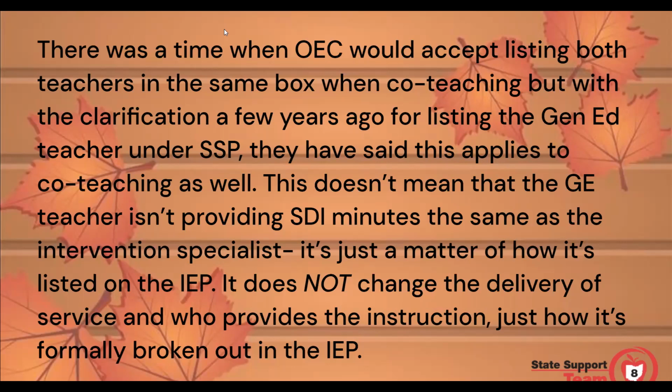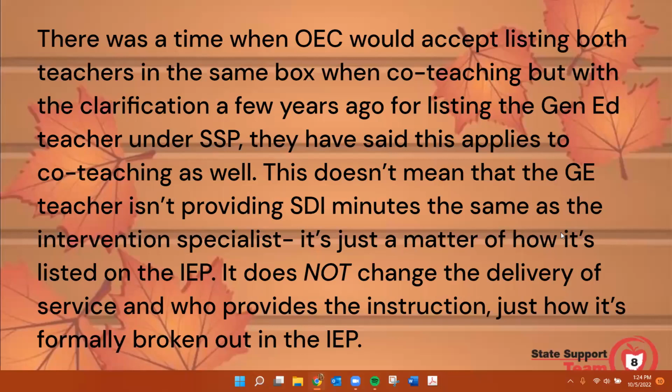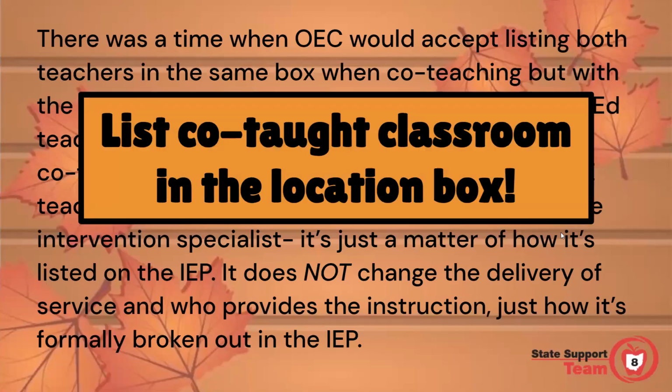So I just wanted to, again, walk through the why and the how of what that looks like. The thing we want you to remember is that where you can say co-taught is in the location box. So you're still making it very clear in section 7 that the student is in a co-taught classroom. You're just no longer putting both teachers' names under SDI. You're breaking it out: intervention specialist under SDI, gen ed teacher under support for school personnel. But in the location, you're still writing co-taught classroom there.